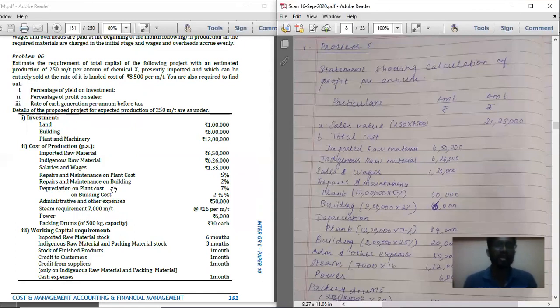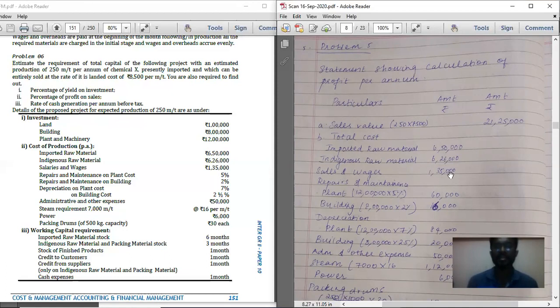What are the different costs incurred for producing the product? This chemical X. See row number 2, cost of production. All these are different costs which have been incurred. So take down one by one. First, imported raw material. Below the total cost, imported raw material. Inner amount column 6,50,000.